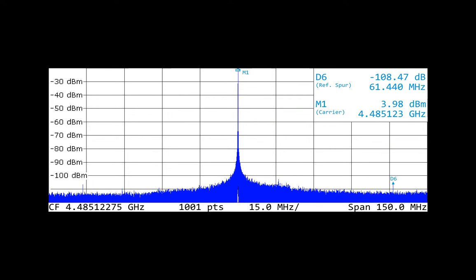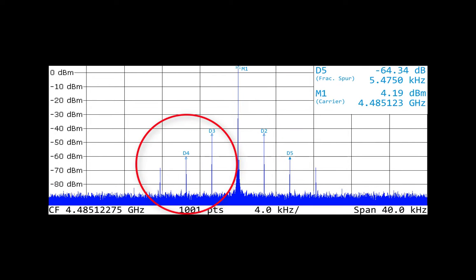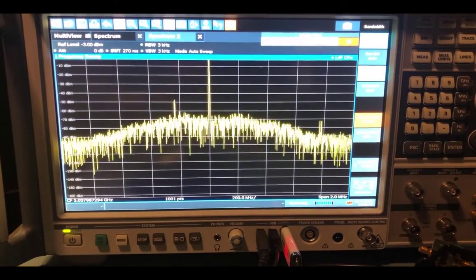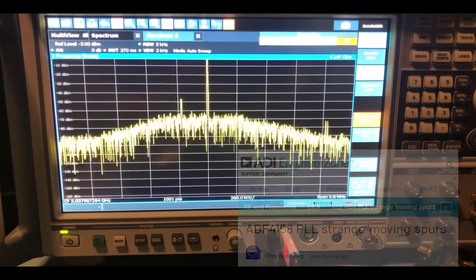A clean spectrum, corresponding to a pure tone, has its energy concentrated at a single frequency. Fractional-N frequency synthesizers usually exhibit additional unwanted frequency components. These are called spurs. Fixed spurs are caused by the reference clock and the divider controller. Fractional-N synthesizers can also exhibit spurs that are not fixed in frequency but move about in the spectrum.